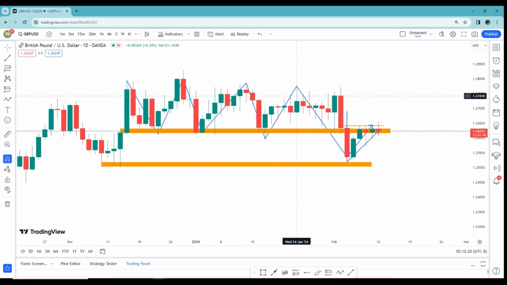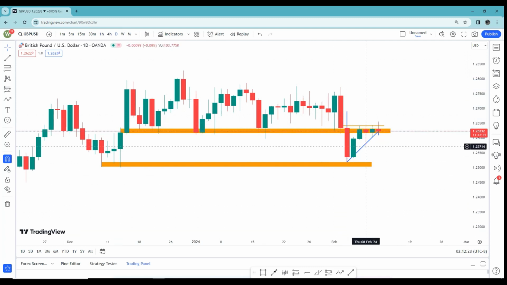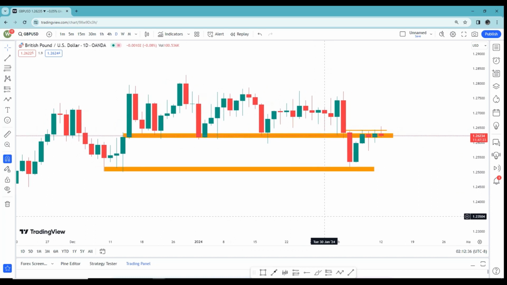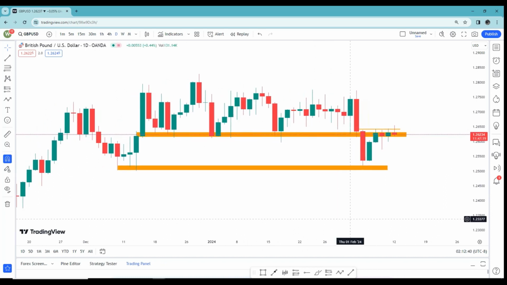Right now I'm just going to switch. As you can see, I was on the daily time frame. Always, guys, make sure you stay on a higher time frame just to have a good view, because there's a lot of noise on the lower time frames. Stay on the higher time frames so that you can have a good view.